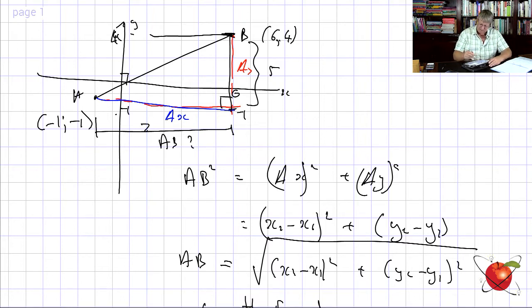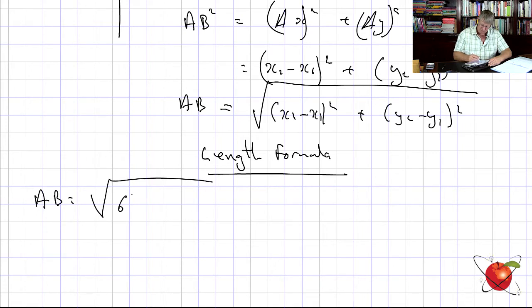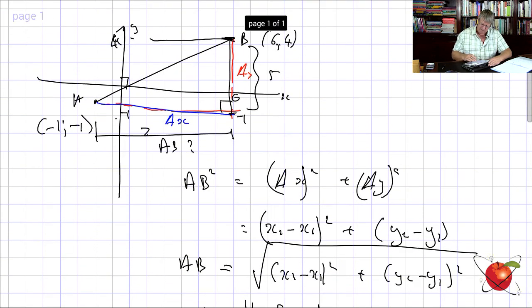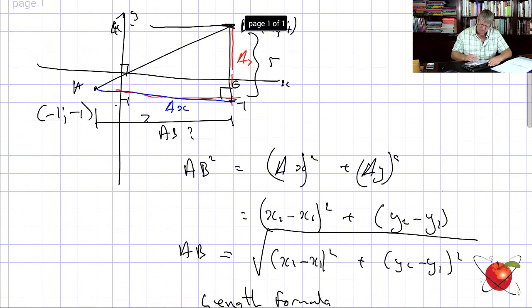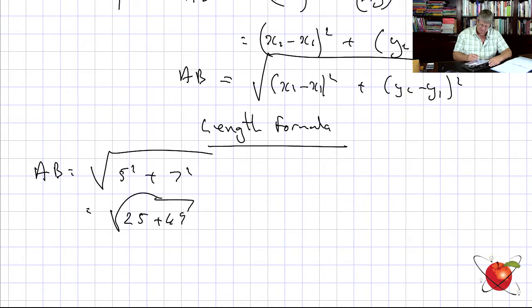So what is the length of AB then? Well, the length AB is going to be equal to the square root of 5 squared plus 7 squared. It's going to be the square root of 25 plus 49, which is going to be the square root of 74 units.